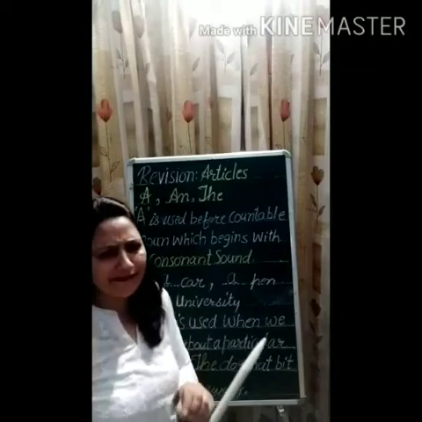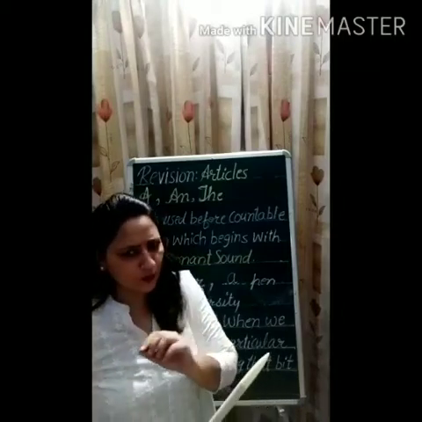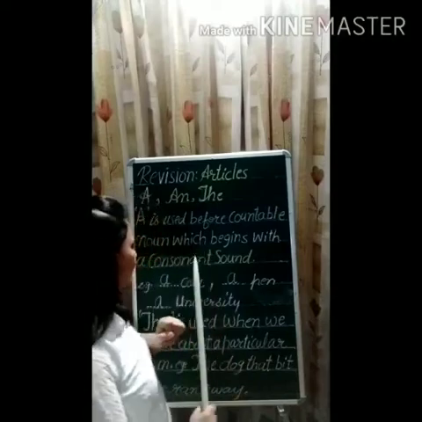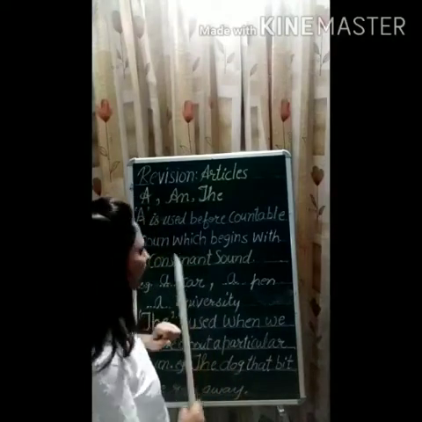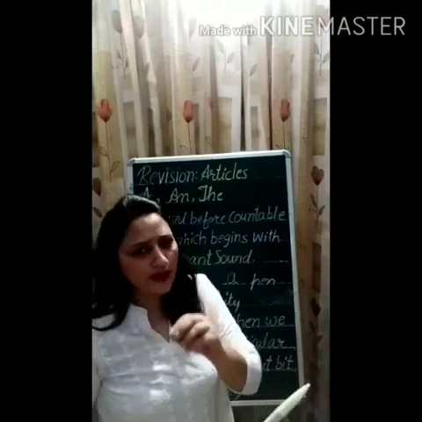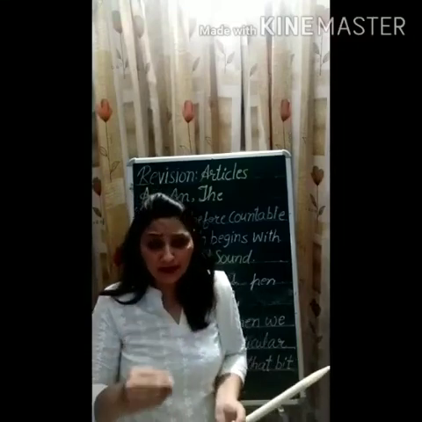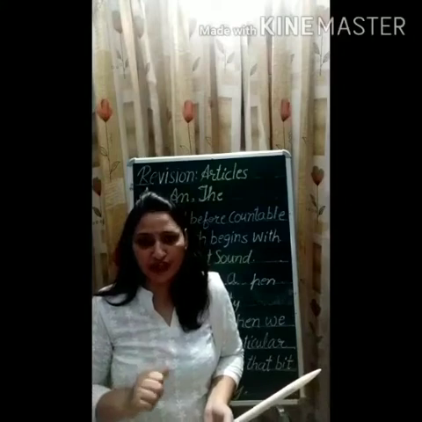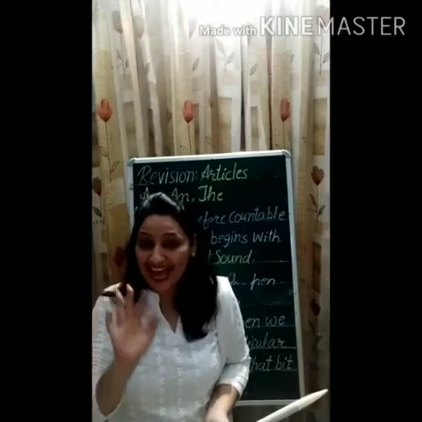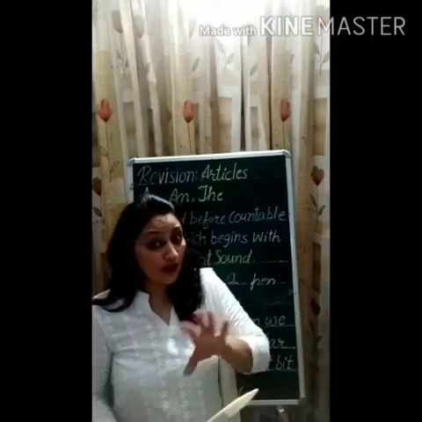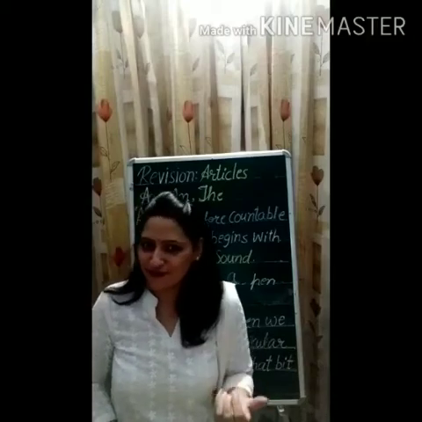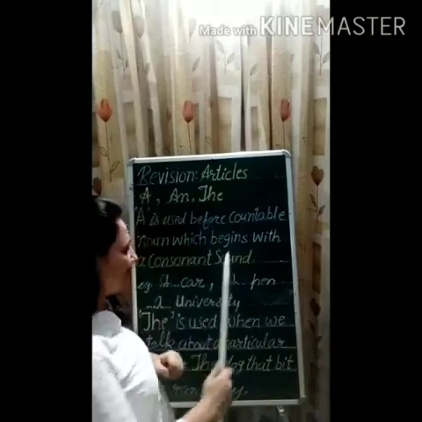First we have a car. I have inserted a before this word. Why? Because car is a countable noun. Okay, so when I pronounce this noun, air comes out with friction. So initial letter C has a consonant sound. So when we have a consonant sound, we use a before it. Okay, I hope it is clear to you.